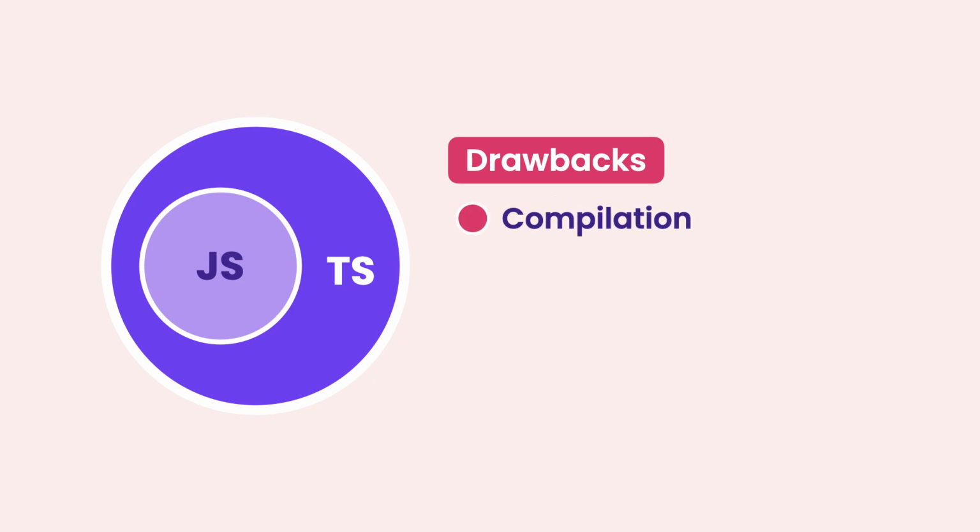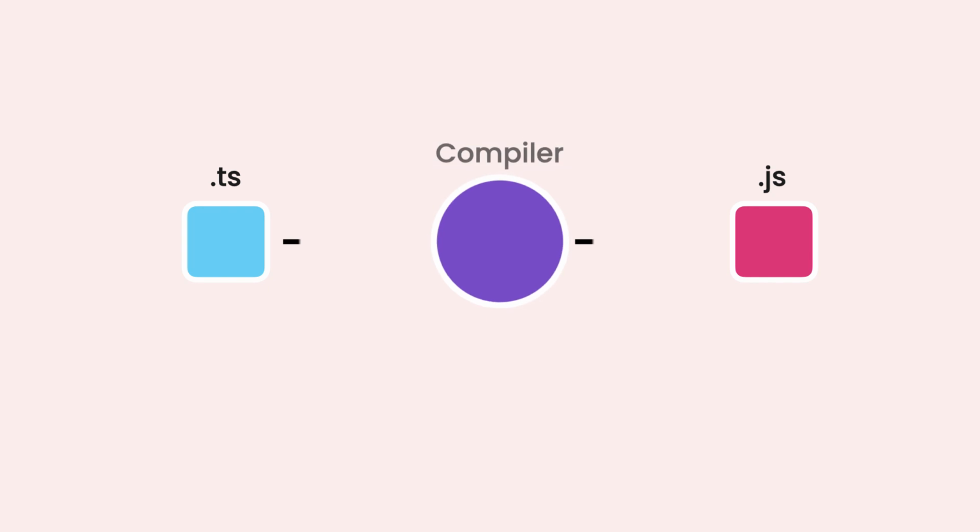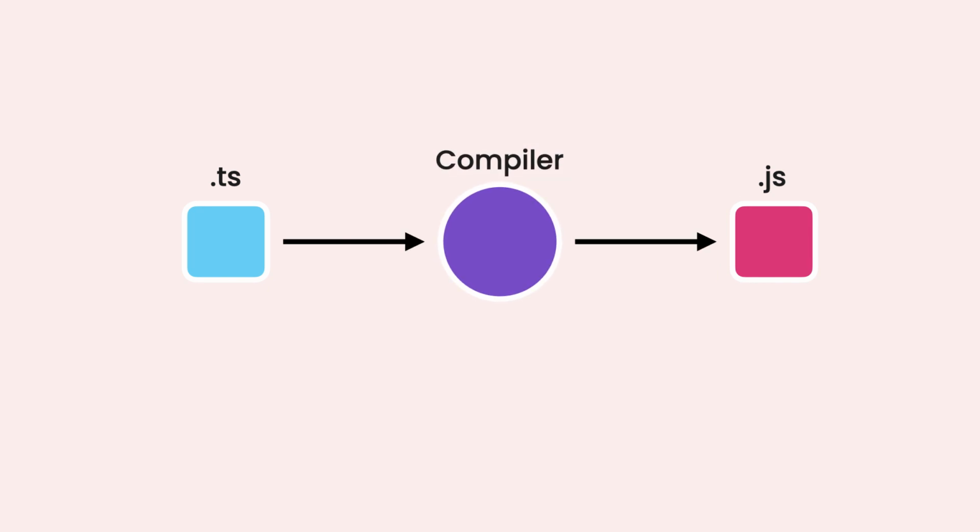First, with TypeScript, there's always a compilation step involved because at this time, browsers don't understand TypeScript code. So we have to give our code to the TypeScript compiler to compile and translate into JavaScript. This process is called transpilation.